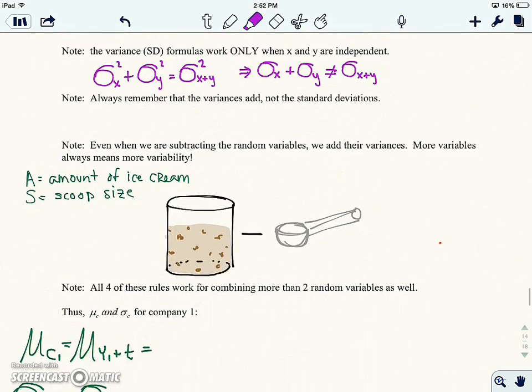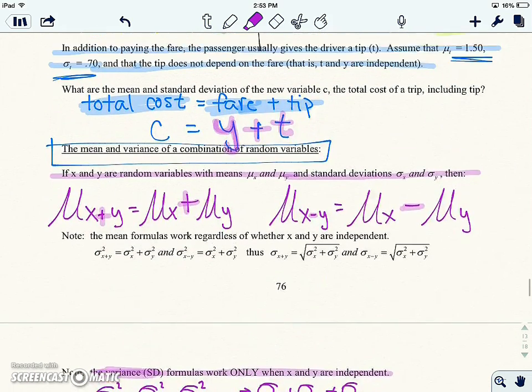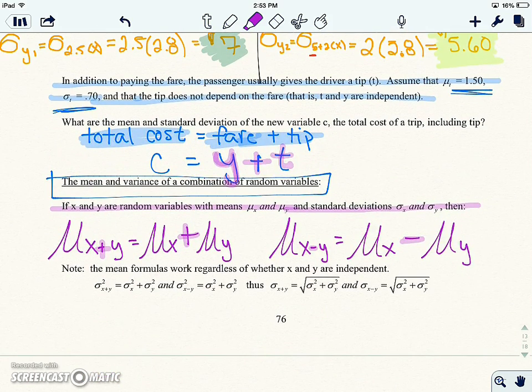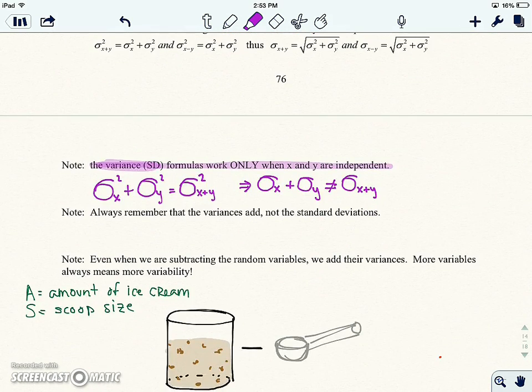Now we need to look at the variances though, or the standard deviation. Remember, variance is just the standard deviation squared, and we're going to talk about variance here because these formulas are dependent on us squaring the values. And these only work when x and y are independent. So in this case, x and y would be y and t, and if it were not independent, that would mean that how much you tip depends on how much you pay. And it wouldn't work if that was the case. Okay, so the standard deviation formulas would not work if how much you tip depends on how much you pay.